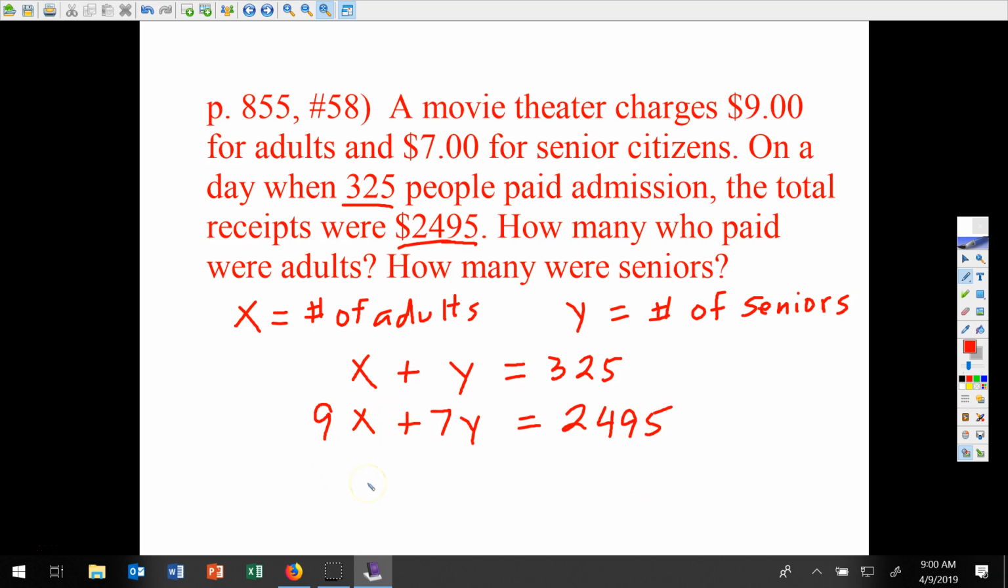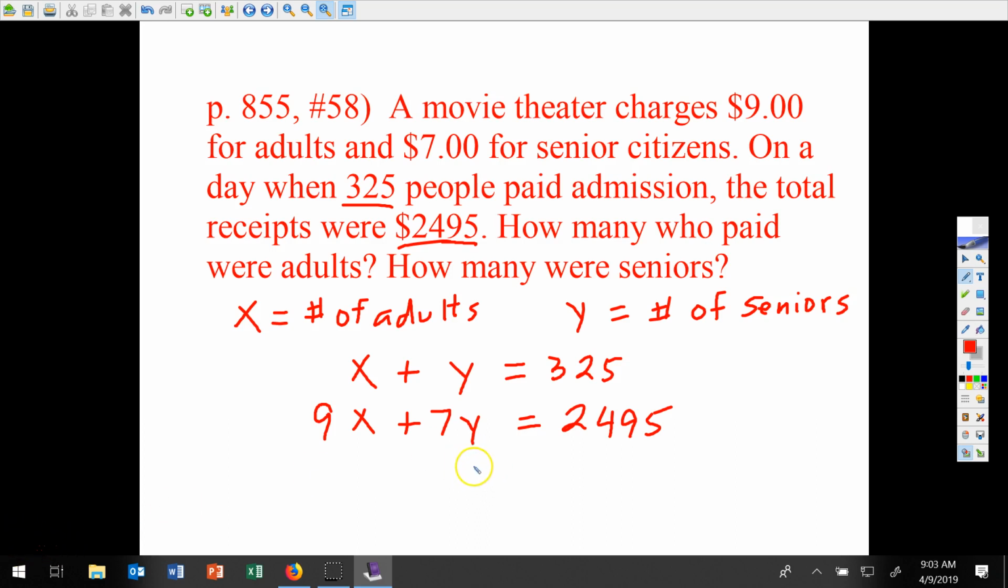And how do we solve it? What do you think is the best way? Substitution, elimination. I'll let you pick. I'll give you a minute or two. And if you need a calculator, you can grab it. See if you can come up with how many adults paid and how many seniors paid.